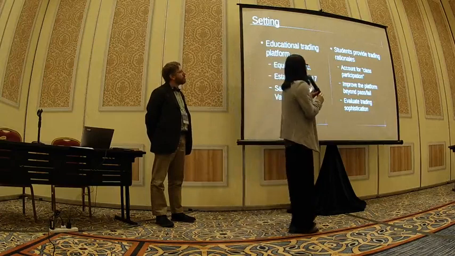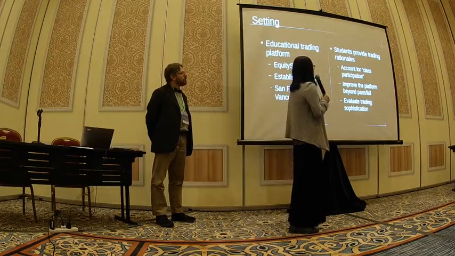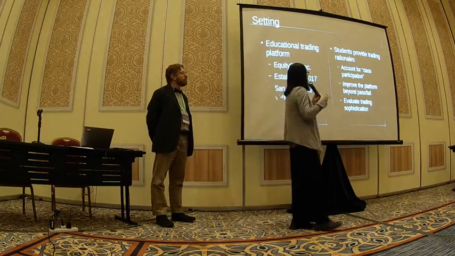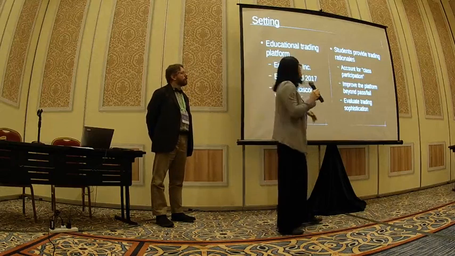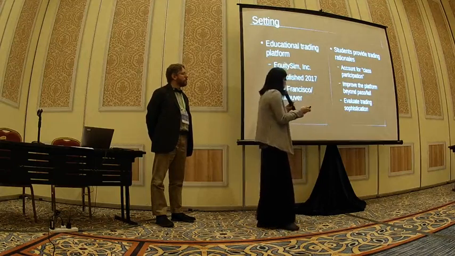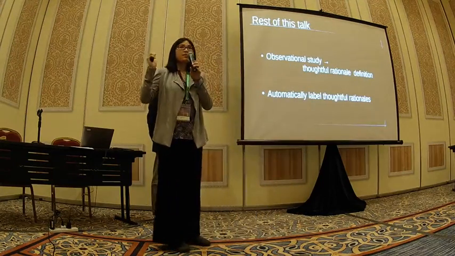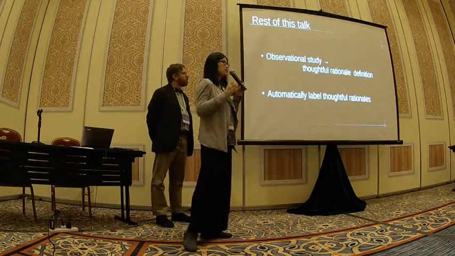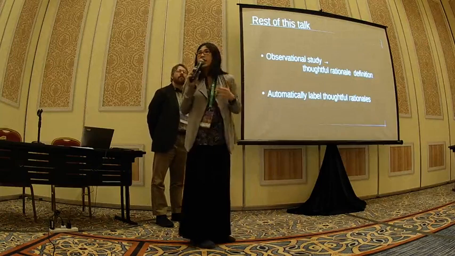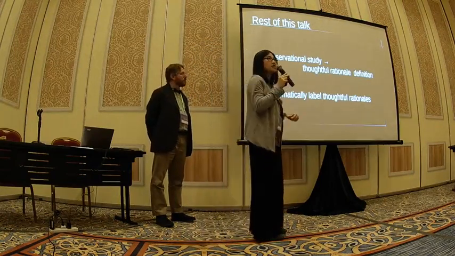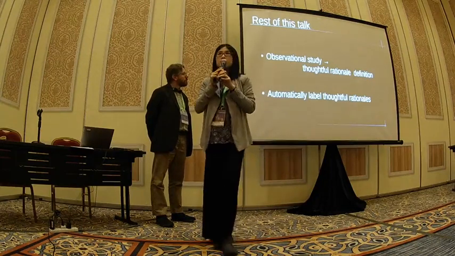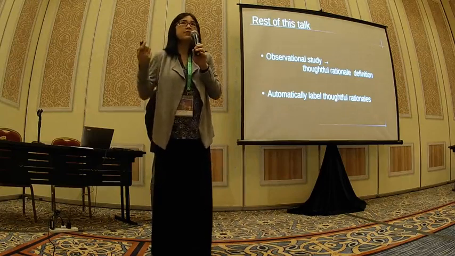Again, going back to these rationales: if you were a professor, you would want to count the good ones for more weight, counting for class participation. Rather than just counting up how many rationales were provided, we want to be able to grade which ones are better. By better, what do we mean? That is what I'm going to introduce in the first part of this talk, from an observational study. Through this observational study, we constructed a definition for this task called thoughtful rationale, which I will define next. In the second part of the talk, we will talk about approaches to automate the labeling of thoughtful rationale.